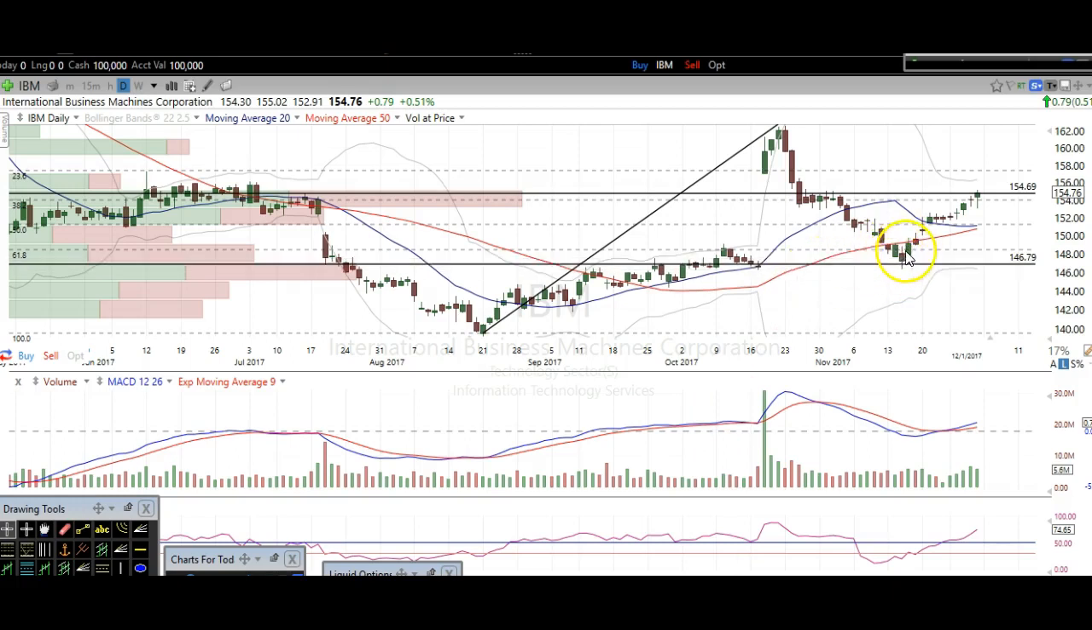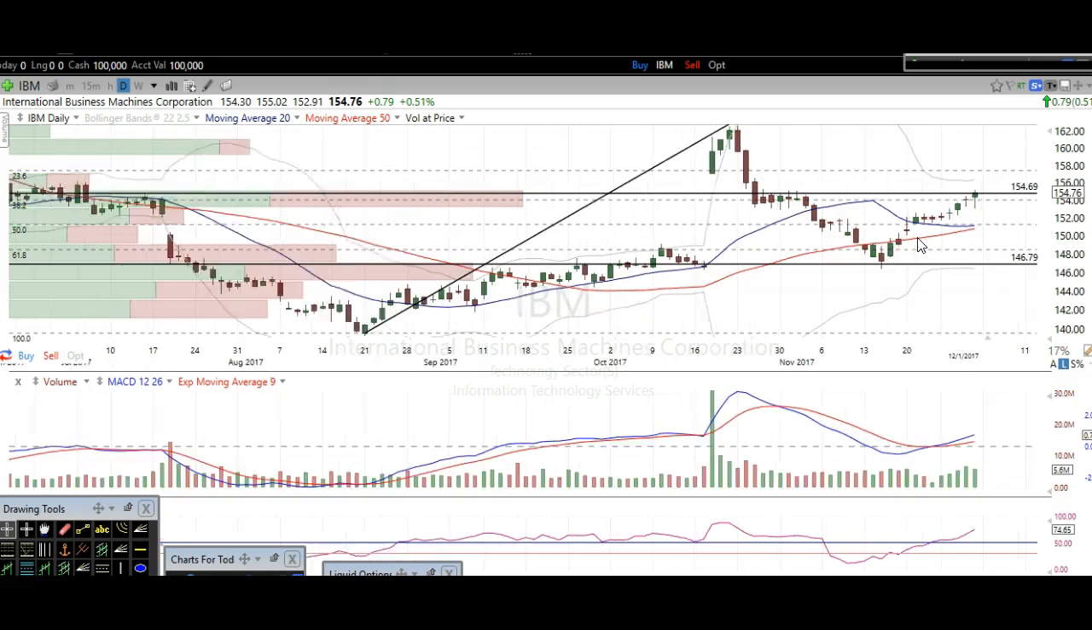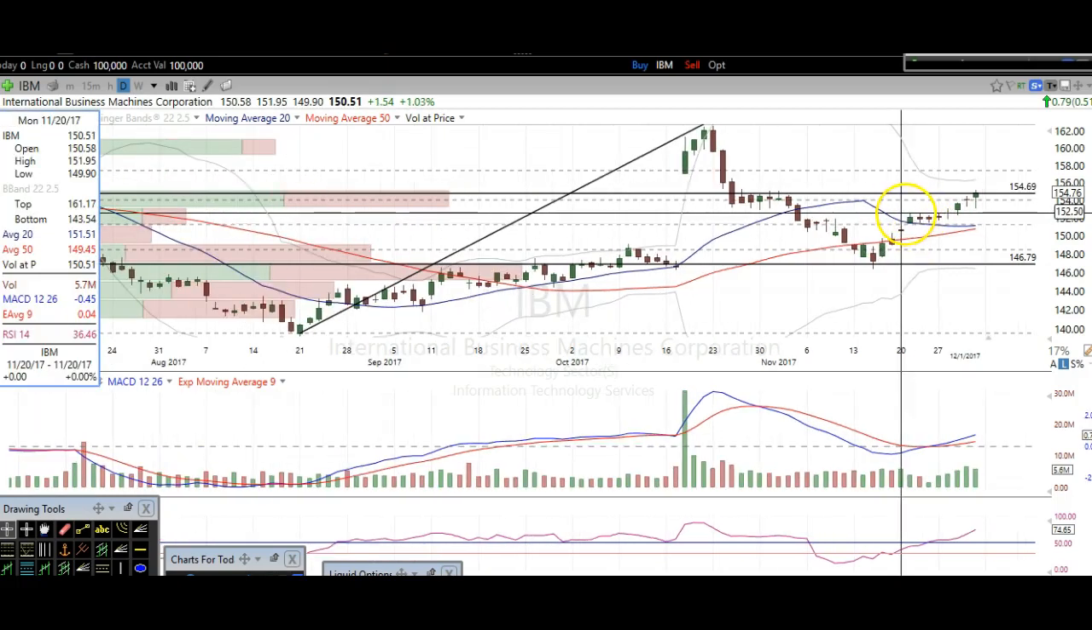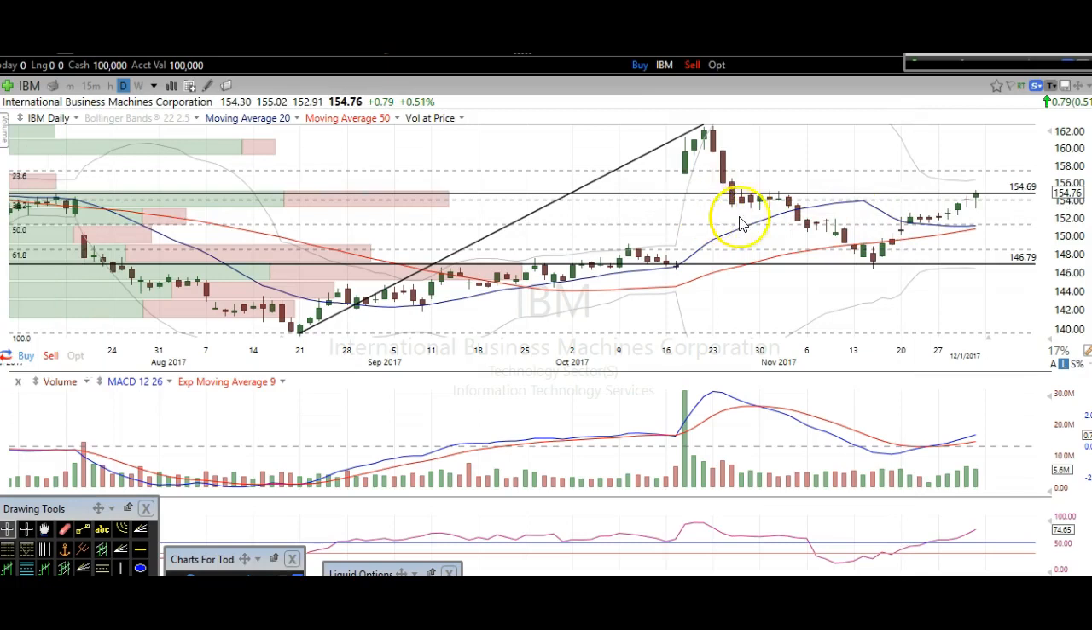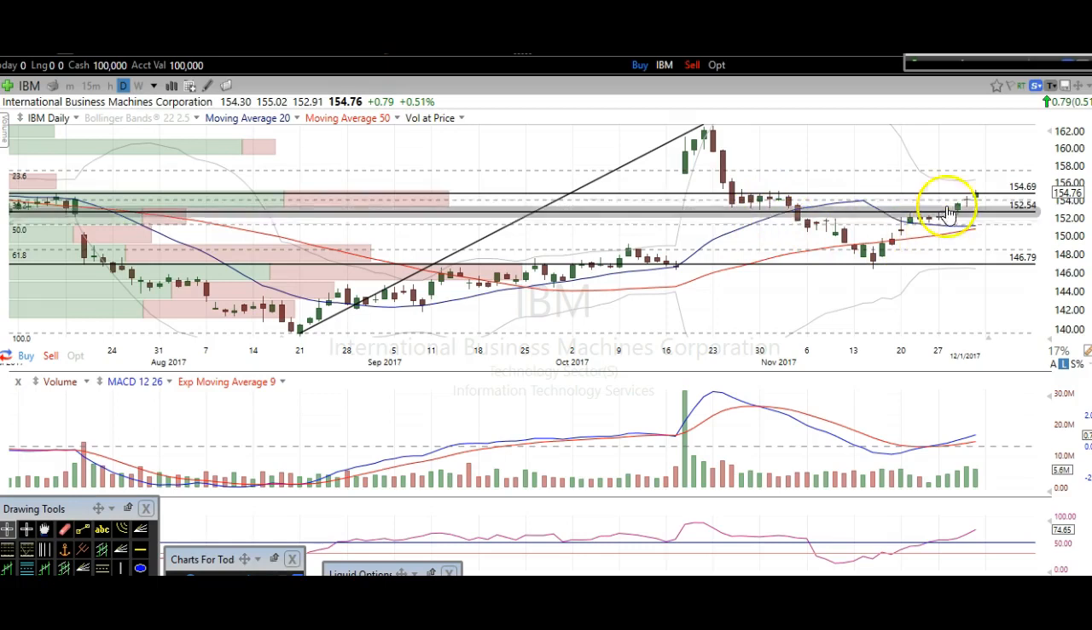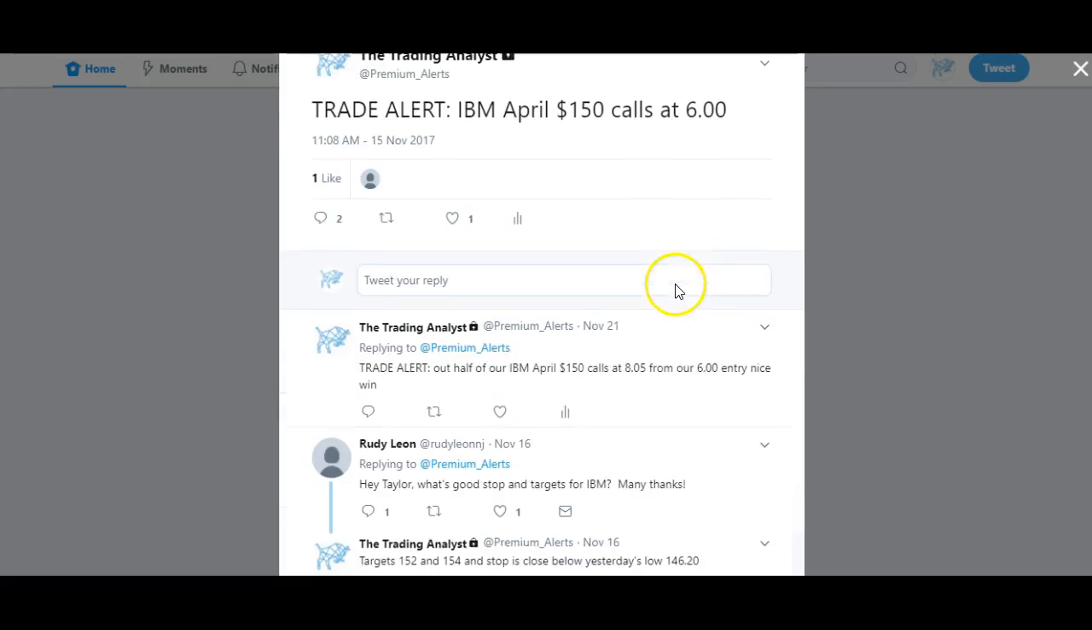And we took some profits at our first target. Our first target was up here, and that's based off of the lows of these days right here. That's why we were looking for profits right there. So we took profits right there. We took half of our profits, so we sold half and kept half.